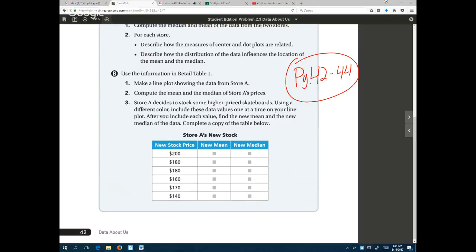And if you're working with a group, you can feel free to break up each store. Maybe someone does store A and someone does store B. Yeah, you guys doing okay over there? I like to do that because then that'll make it much easier.